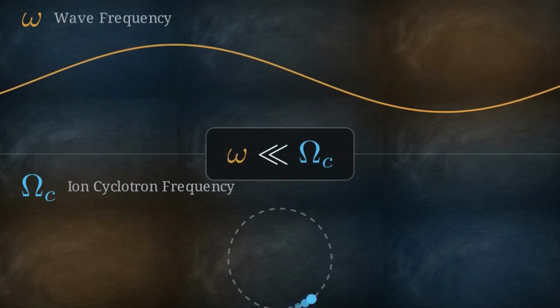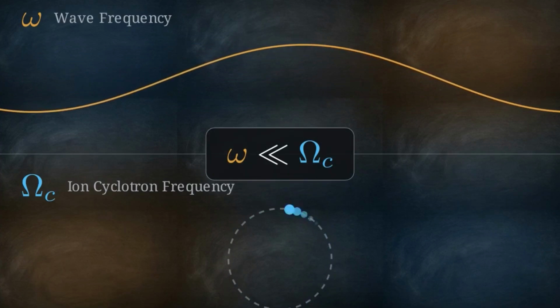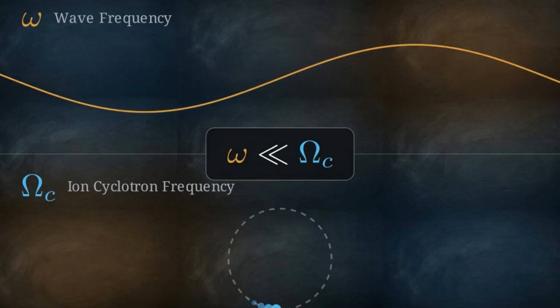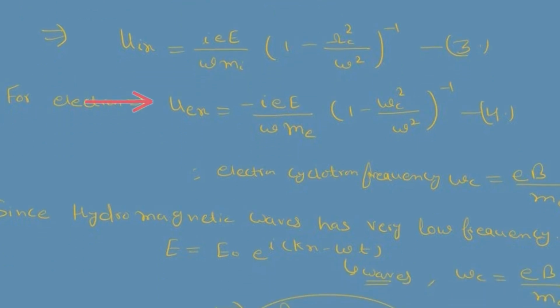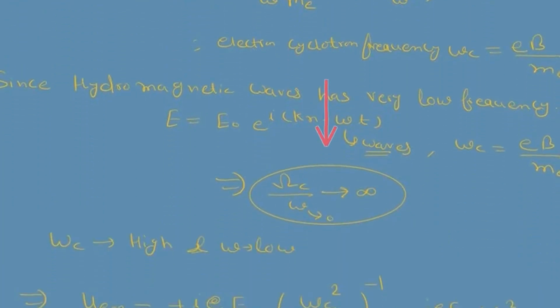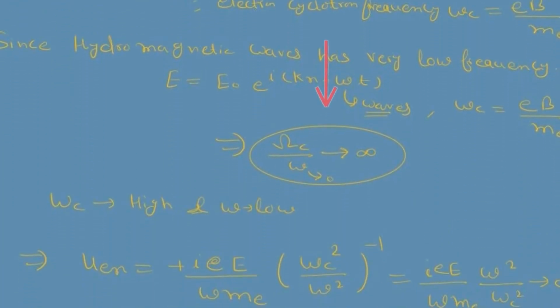They operate at frequencies far lower than the internal spiraling dynamics of the plasma. At the top of the next derivation, we apply that low-frequency limit. Factoring out the cyclotron ratio allows us to simplify the expression for ion velocity. Comparing this to the electron response, we see a massive discrepancy. Because electrons have so little mass, their natural cyclotron frequency is astronomically high compared to the wave frequency.